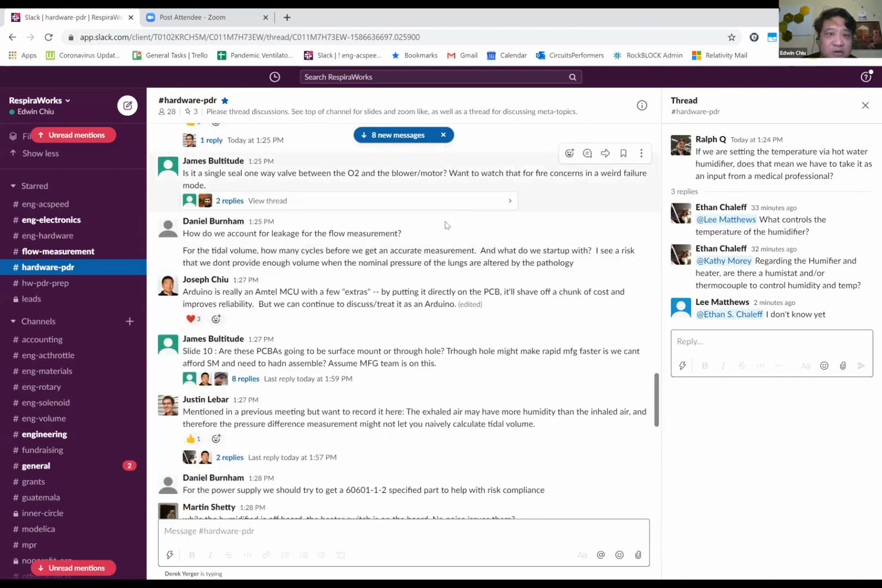Daniel writes, how do we account for leakage in the flow measurement for the tidal volume? How many cycles before we get an accurate measurement, and what do we start up with? I see a risk that we don't provide enough volume when the nominal pressure of the lungs is altered by pathology. Yep, that's a really good point.